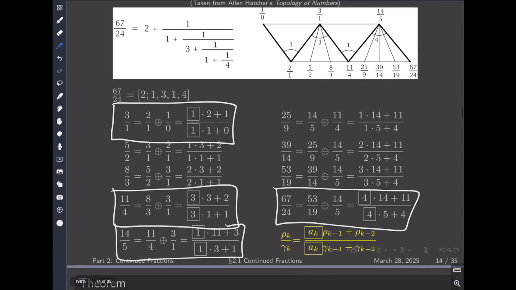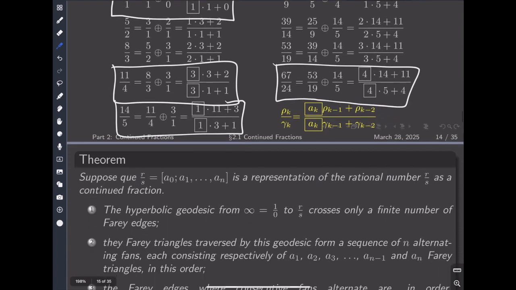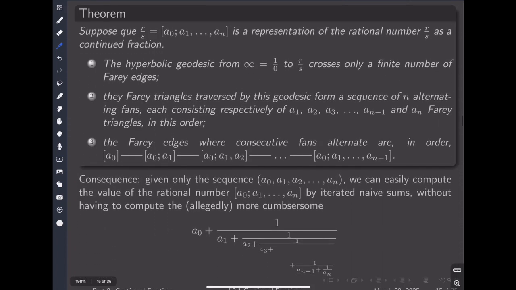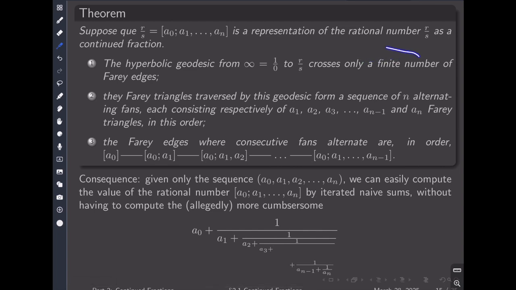So I would say this is completely justified. I mean, we have a theorem, which is kind of more or less stated here. I still really haven't justified why it crosses only a finite number of edges.